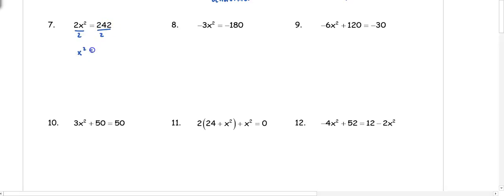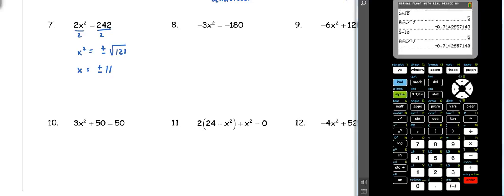And we get x squared equals plus or minus the square root of 121. 121 is a perfect square, so we get x equals plus or minus 11. If you're not sure if it's a perfect square, you can always type it in the calculator. So if I type in the square root of 121, I get a whole number, so I don't need to do a factor tree. I can just write plus or minus 11.